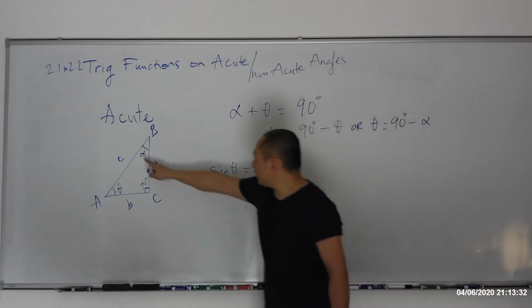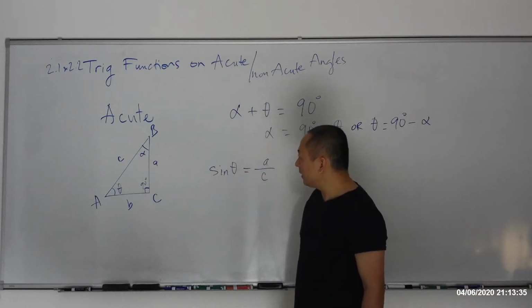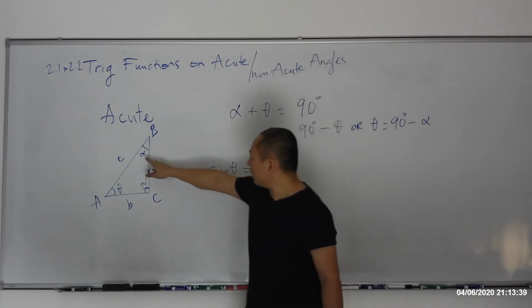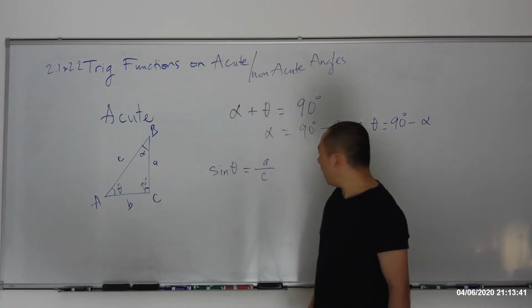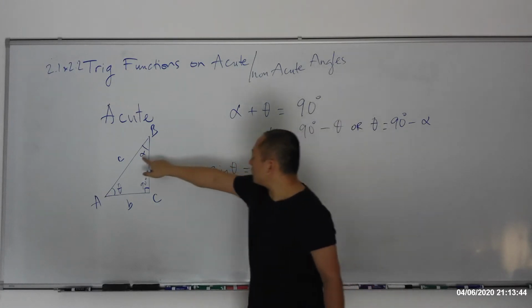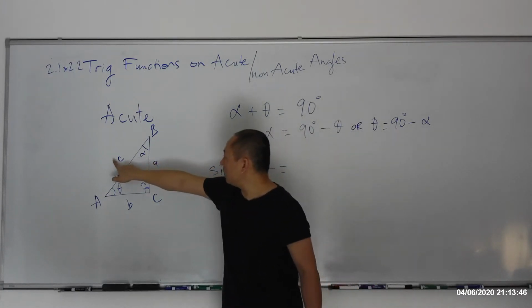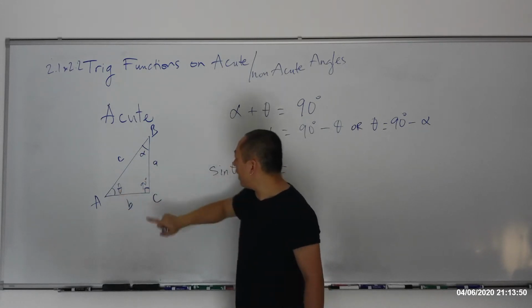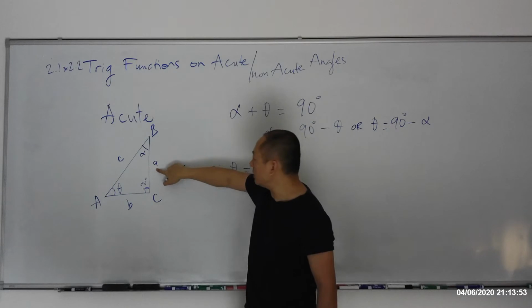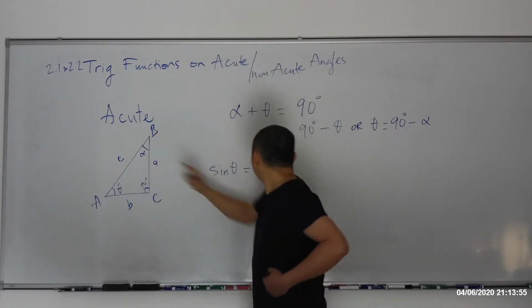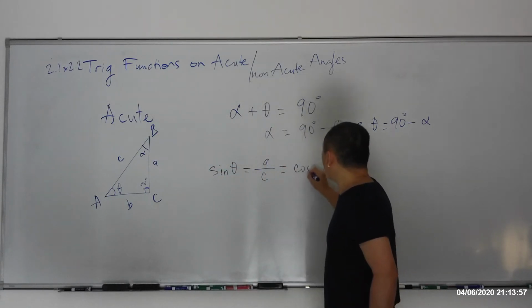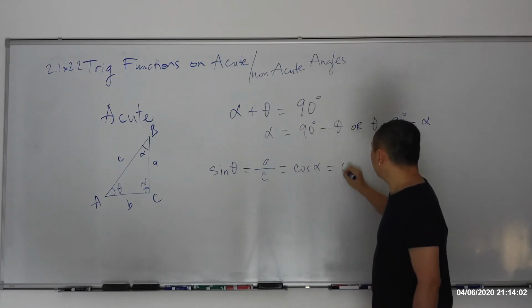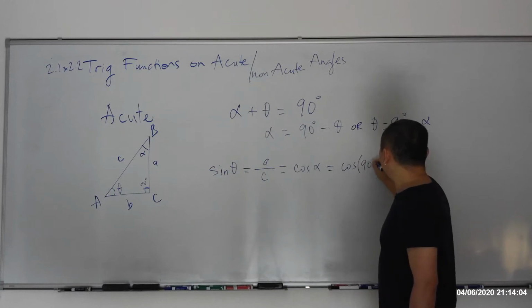But take a look at the angle alpha. If you take a over c, it is nothing more than the cosine of angle alpha, right? Because cosine is adjacent over hypotenuse. See, a here is the opposite side for the angle A, but it is at the same time the adjacent side for the angle B. So this is equal to cosine of alpha. In other words, this is equal to cosine of 90 degrees minus theta.